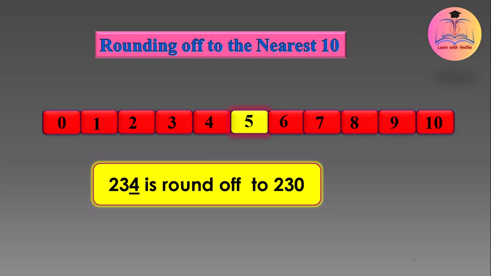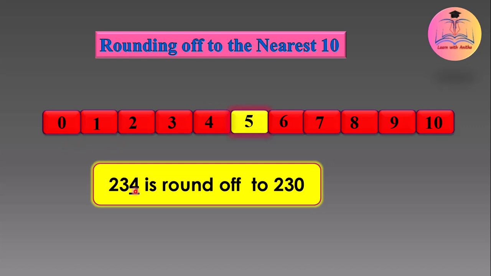234, we have to round off to the nearest 10. We have to check the digit at the ones place. If it is 1, 2, 3, or 4, it is nearer to 0. See the number here: if the number is less than 5 or greater than 5, that you need to check here. So 4 is less than 5, so the number is nearer to 0.